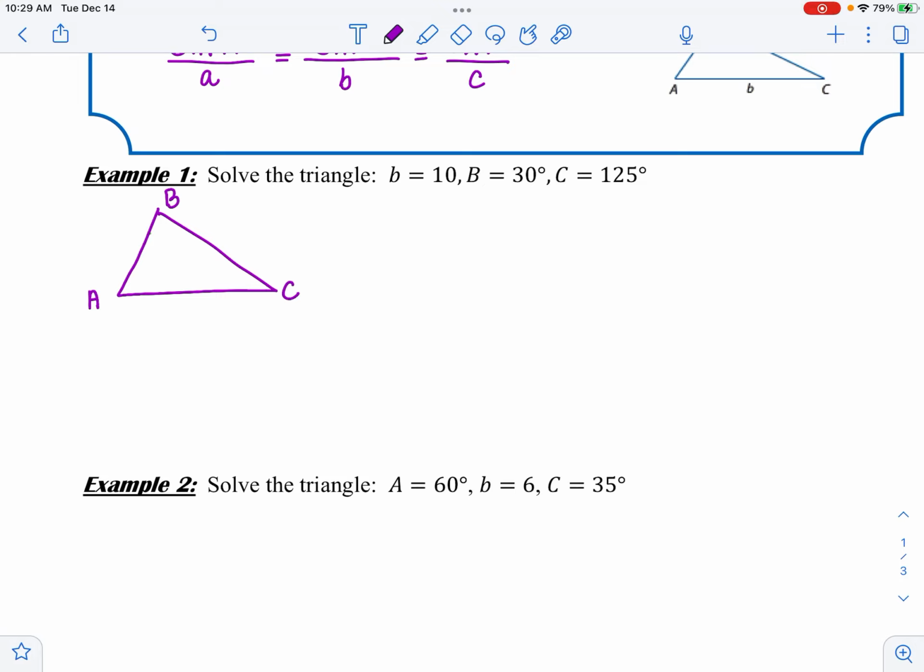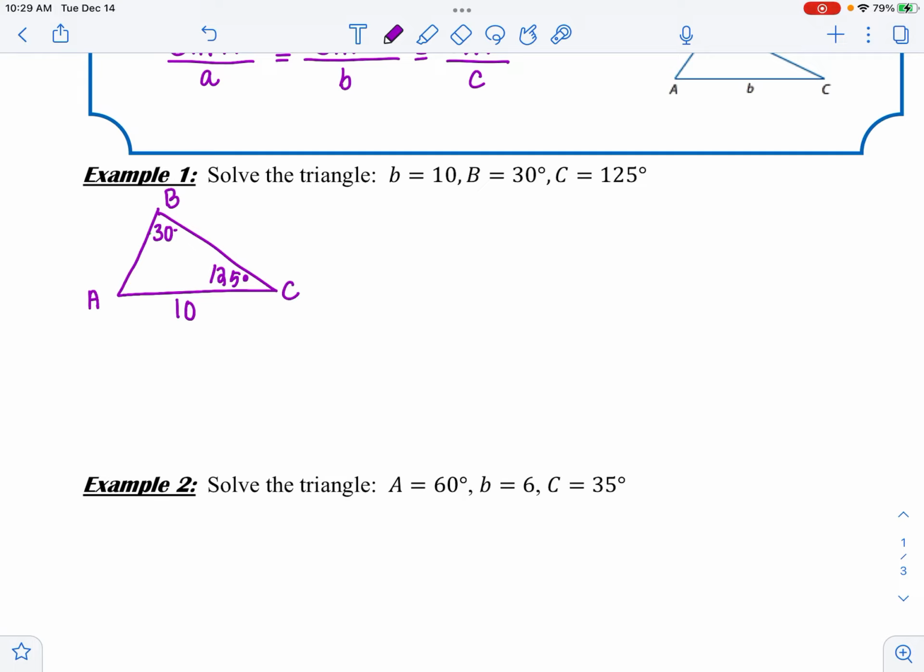They gave me side B is 10. Remember, side B is opposite of angle B. So this is 10. Angle B is 30 degrees, so I'll put 30 degrees right here. And then angle C, my bad, is 125 degrees. Capital letters are angles, lowercase are sides. All right, so now I need to solve the triangle. That means find all the missing angles and all the missing sides.